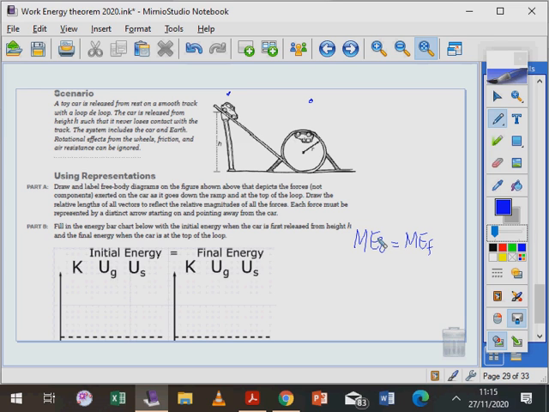Fill in the energy bar chart below for the initial energy when the car is released from the height h, and the final energy when the car is at the top of the loop.